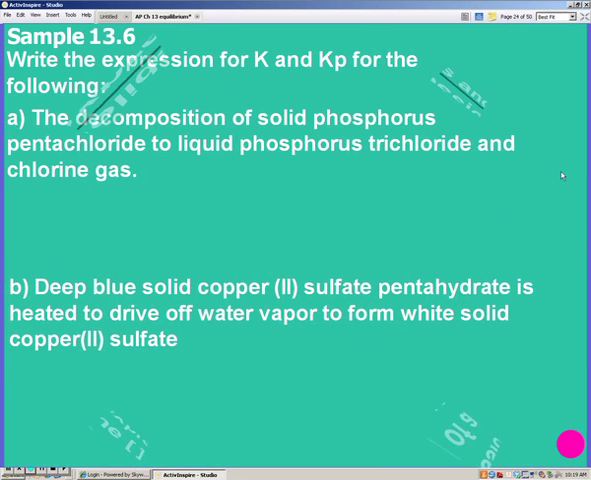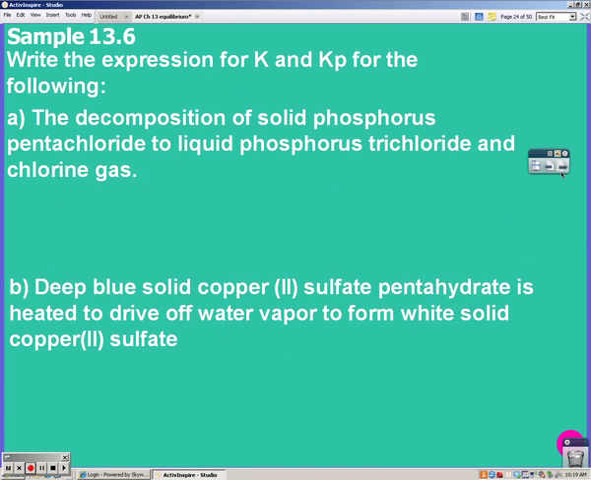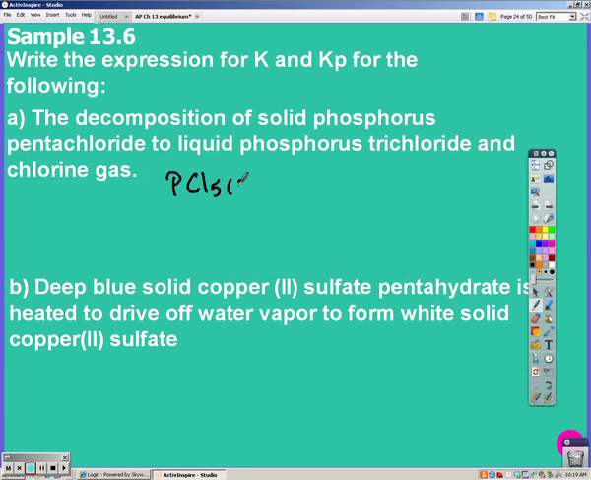They're always 100%. So if I was to write the K expression for these reactions, the first thing I would need to do is actually write the reaction from the words, including state symbols. So solid phosphorus pentachloride decomposes into phosphorus trichloride liquid and chlorine gas. So again, I'm going to have to omit all pure solids and liquids. That's a solid, so I omit it. Liquid, omit it, and gas and aqueous stay.